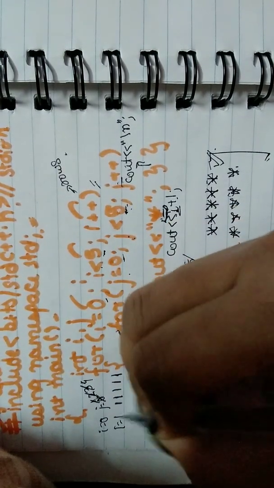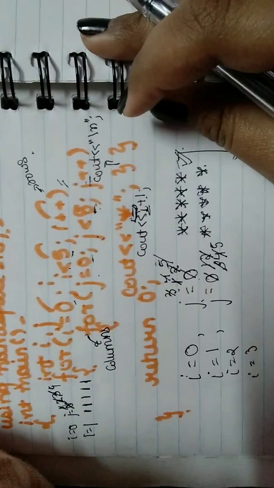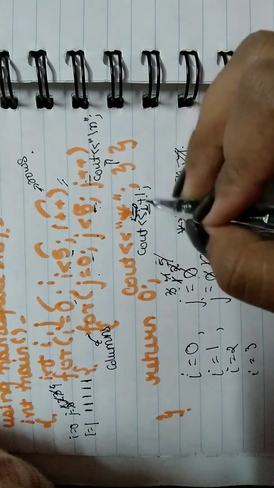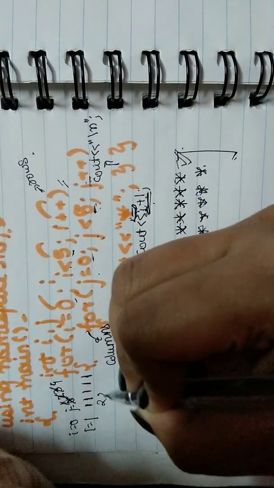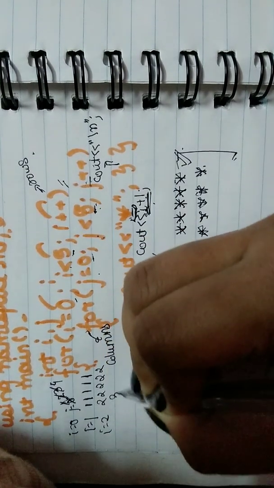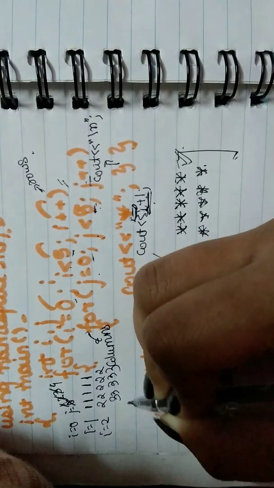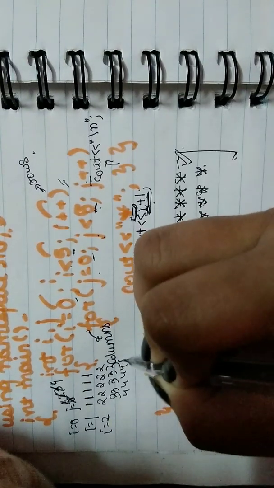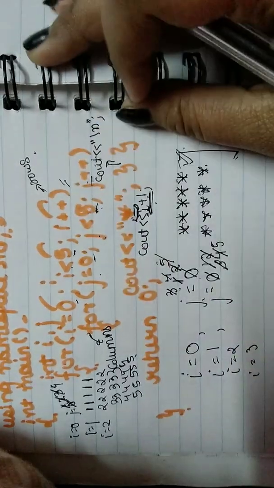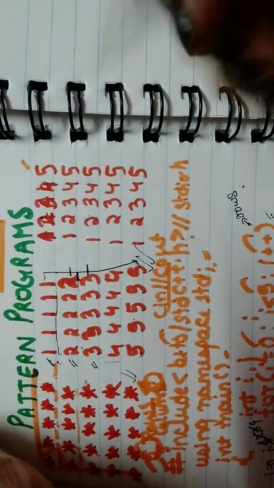Similarly, when i is equal to 1, we will have to cout i plus 1. Then it will again print 2, 2, 2, 2, 2. And similarly for i equal to 2, it will print 3, 3, 3, 3, 3, and the pattern goes on. So we get our resultant pattern by a simple modification in the previous program. So we will move to the next program.